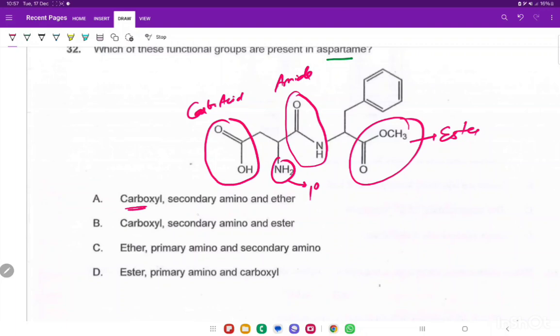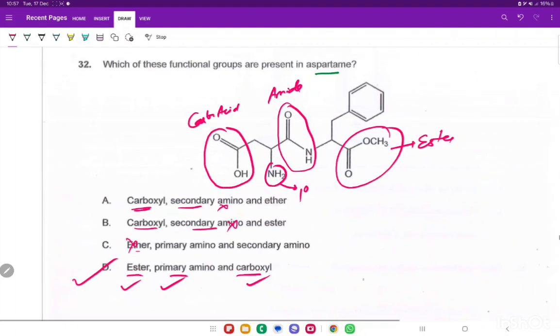Carboxyl group, carboxyl is there. Secondary amino, no. Ether is no. Carboxyl, secondary amino, ester, secondary amino is not present. Ether, primary amino, ether is not there. Ester, primary amino and carboxyl, the answer is D. Ester is there, yes. Primary amino group is there and carboxyl group is there.